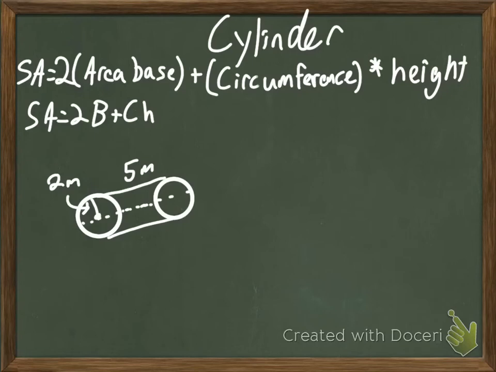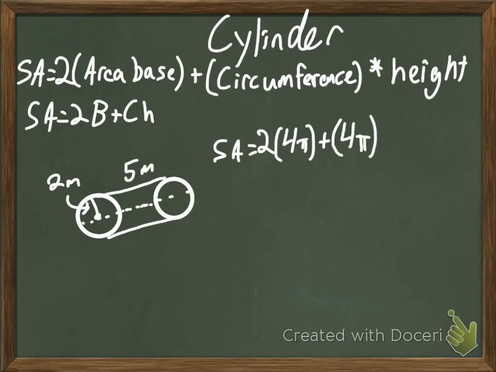So in this example, we have a cylinder with a radius of 2 on the base, and it looks like it has a height of 5 meters. So it's going to be surface area equals 2 times 4 pi, because it's pi r squared, and 2 squared is 4, plus the perimeter, which is going to be 2 pi r, which is 4 pi, times the height, which is 5. So we're going to have to round here, and I'd like us to round to the nearest hundredth place. So when you plug this in the calculator, round it to the nearest hundredths. Okay, plug in the calculator, and it looks like we get 87.96 meters squared.